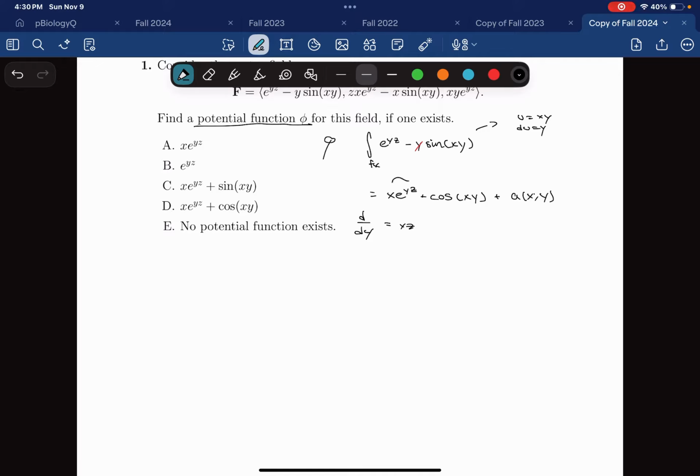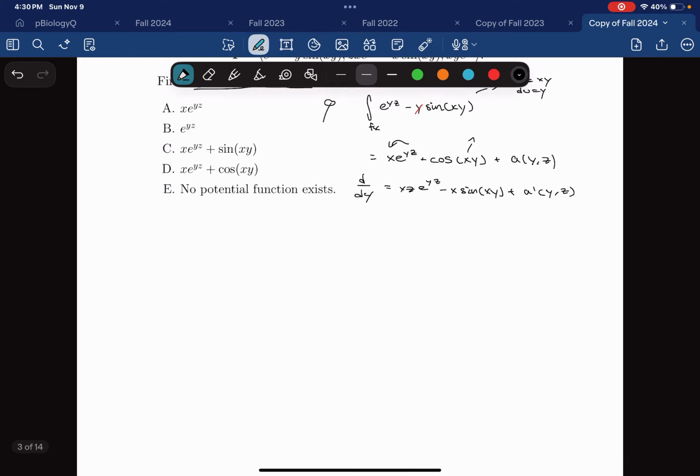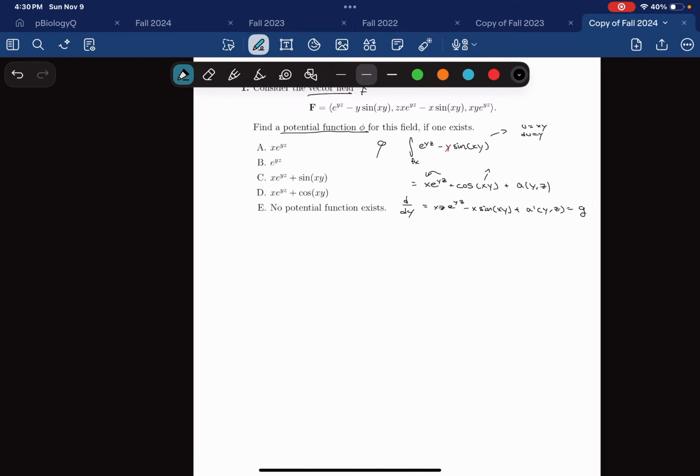xz, because this comes down, e to the yz plus, oh whoops, that's gotta be negative. That'll be minus, you gotta take this derivative, x sine of xy plus a prime of, I'm sorry guys, that'll be yz. Sweet. Okay, so now you set all of this equal to g.